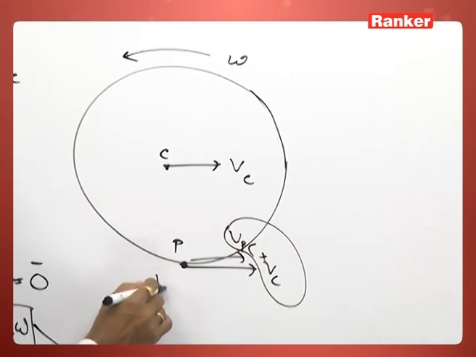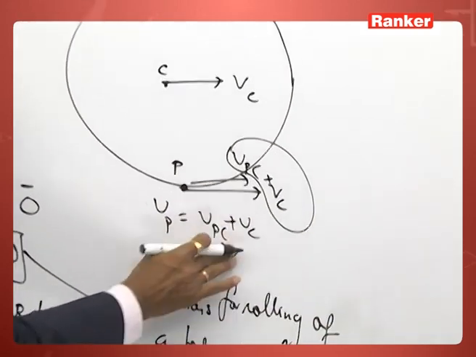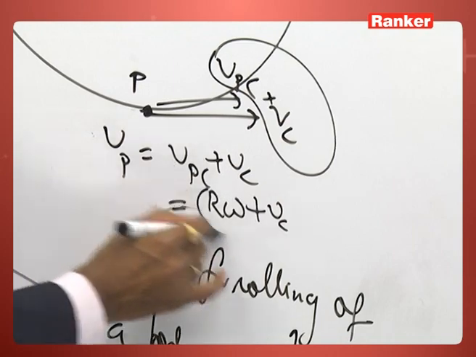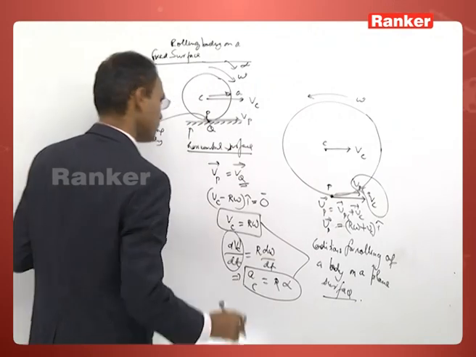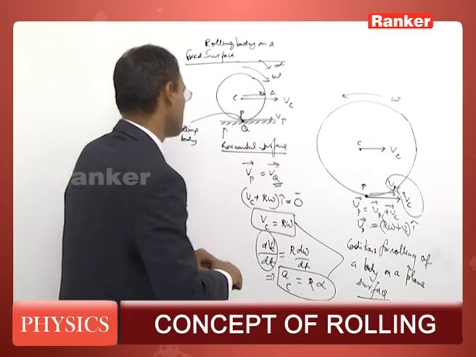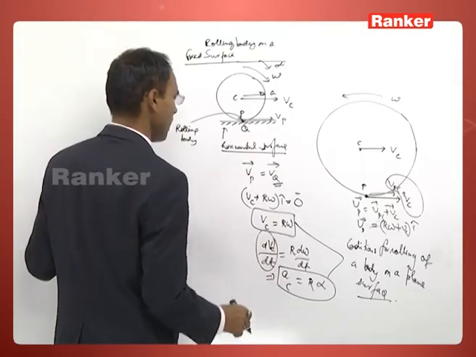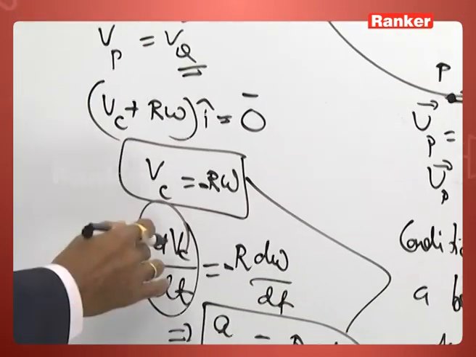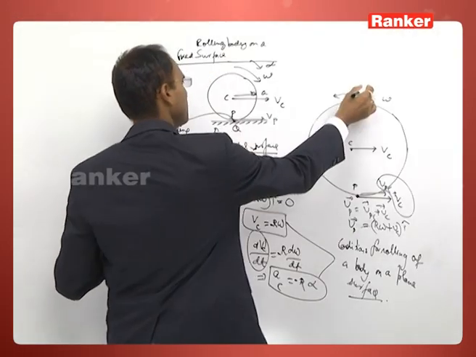Therefore, the velocity of the point P is equal to Vpc plus Vc, and both Vpc and Vc have the same direction. Vectorially you can write it like this. So instead of Vc minus r omega, it should be Vc plus r omega equal to 0. So Vc equals minus r omega. Therefore, dVc by dt is equal to minus r d omega by dt, Ac equals minus r alpha, if alpha is given in the same direction.